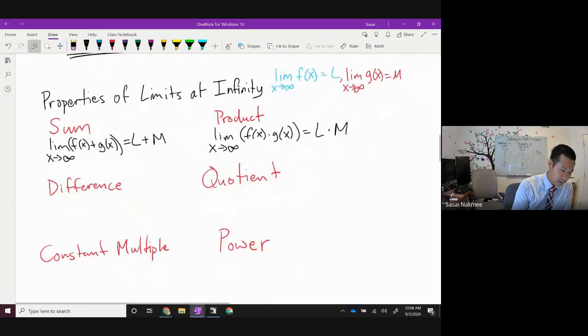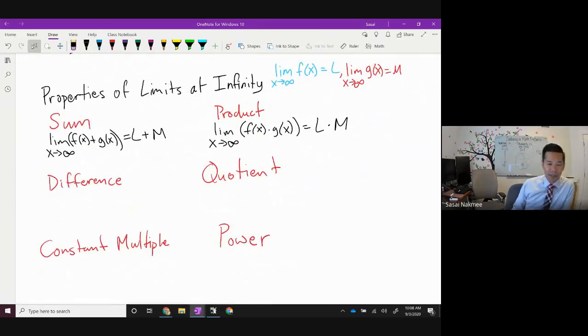Let's talk about the properties of limits at infinity. Suppose the limit as x goes towards infinity of f of x is equal to L, and the limit as x goes towards infinity of g of x is equal to M. This is just like the last section. If I have the limits of these two functions approaching values as x goes to infinity, then I can do some arithmetic with those values.